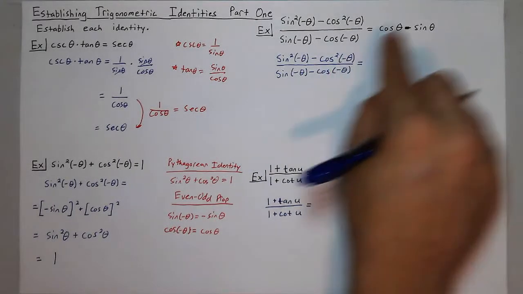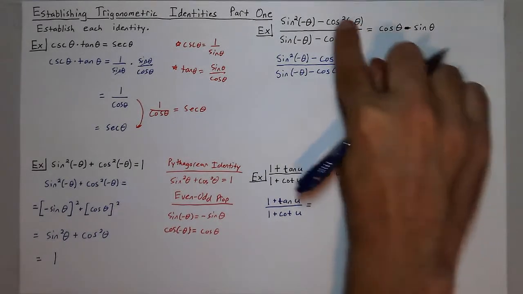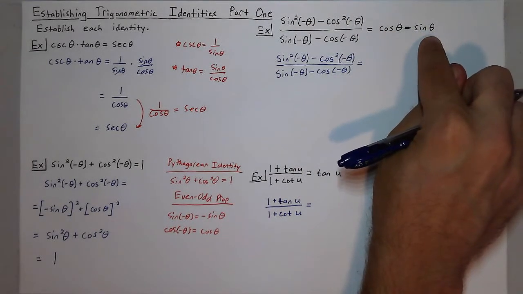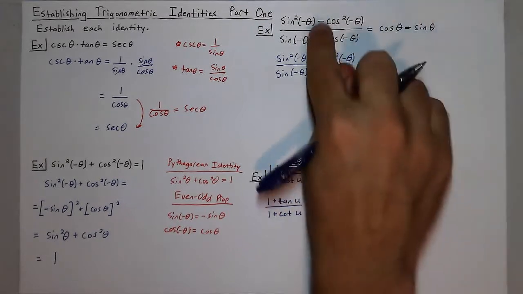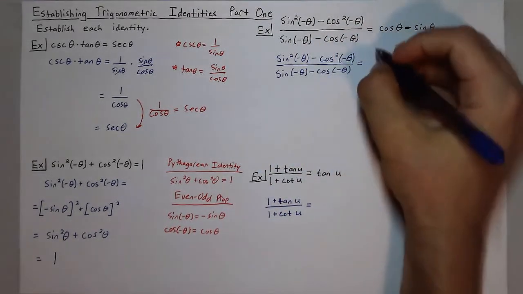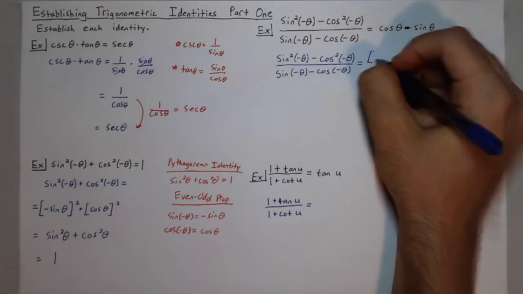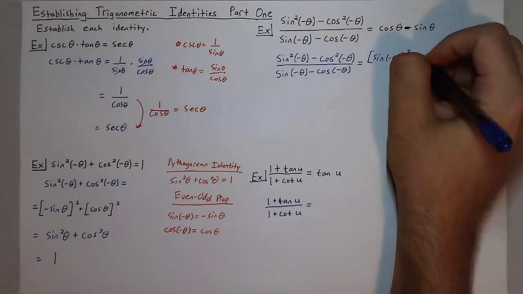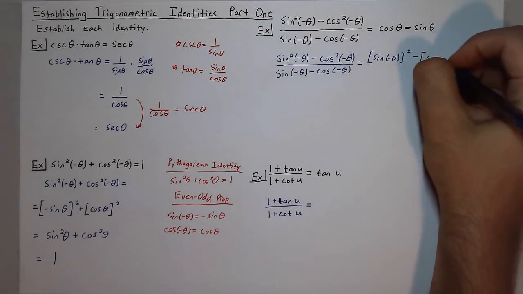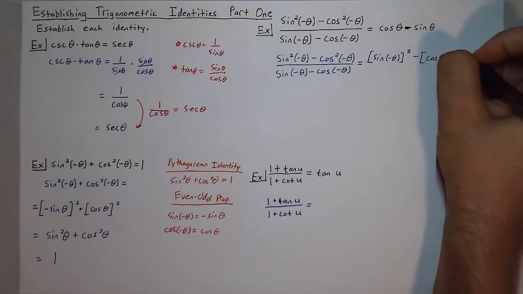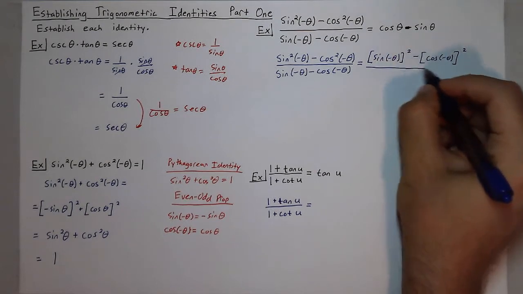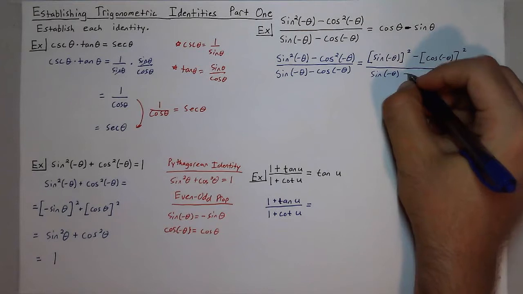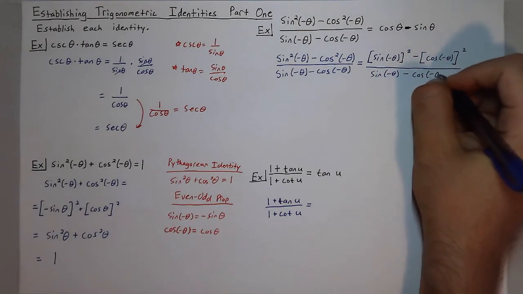But what we're going to find out soon is that this entire expression equals cosine of theta minus sine of theta. So let's work through why that is, because it doesn't seem like it would simplify to something so nice. So let's start here. I have sine of negative theta squared minus cosine of negative theta squared all over sine of negative theta minus cosine of negative theta.